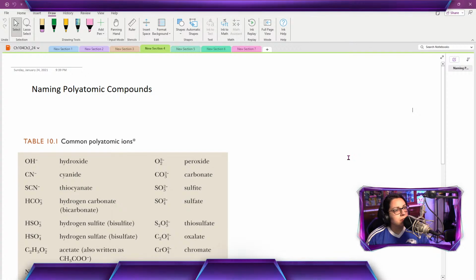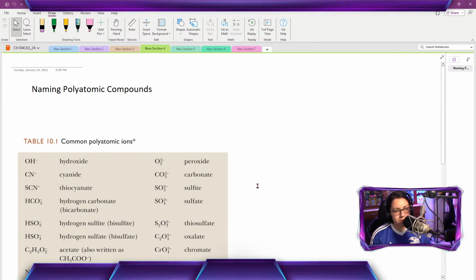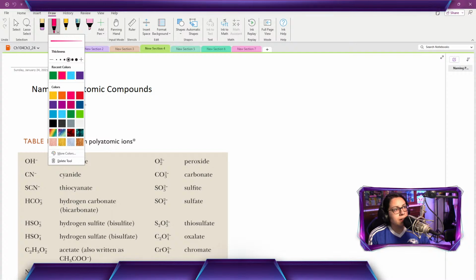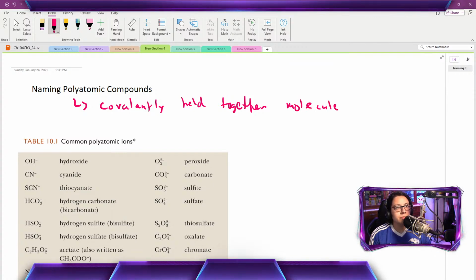And so now let's cover these polyatomics. And so what is a polyatomic ion? Let's define that. A polyatomic ion is what I was referring to, and it is a covalently held together molecule with a charge.